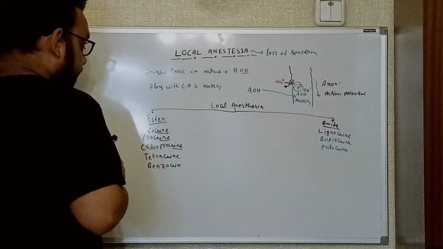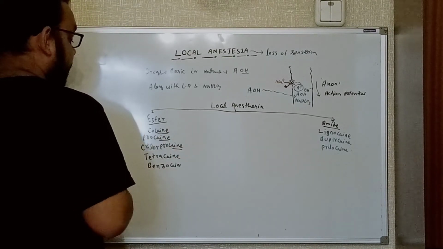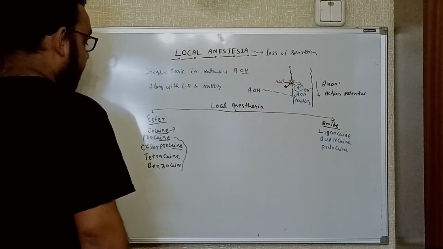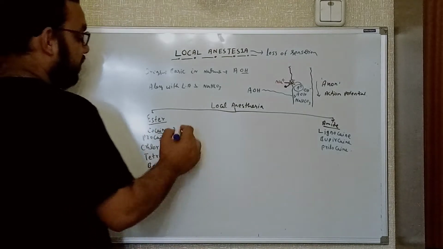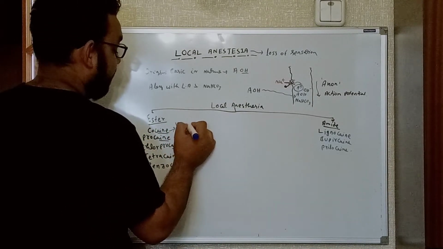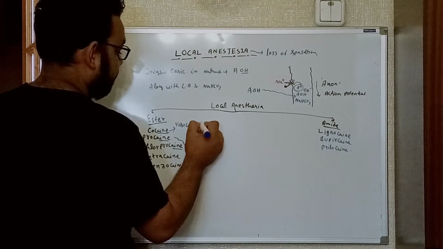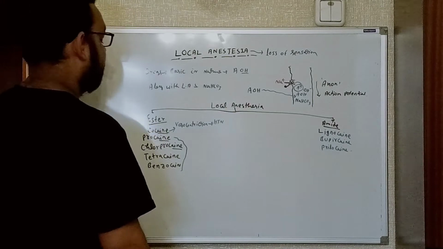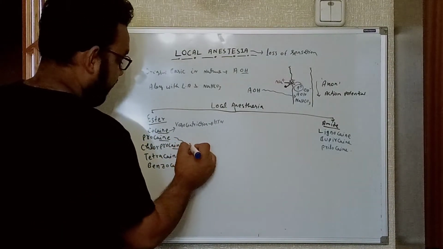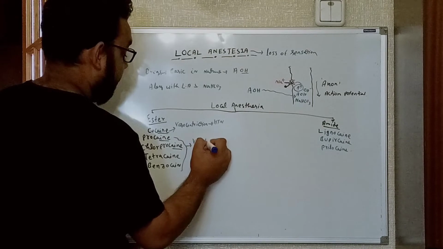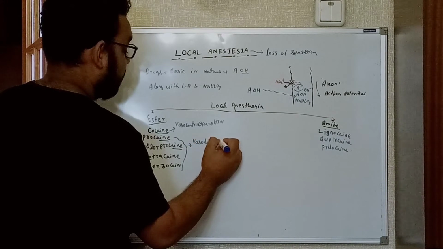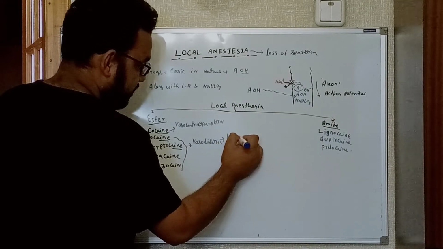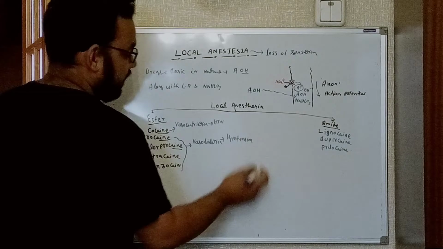If you talk about the ester group of drugs, there is a differentiation between cocaine and the rest. Cocaine is the only drug under the ester group that can cause vasoconstriction, which leads to hypertension. But the rest of the drugs under the ester group, except cocaine, cause vasodilation, so they will definitely cause hypotension. Blood pressure will fall.